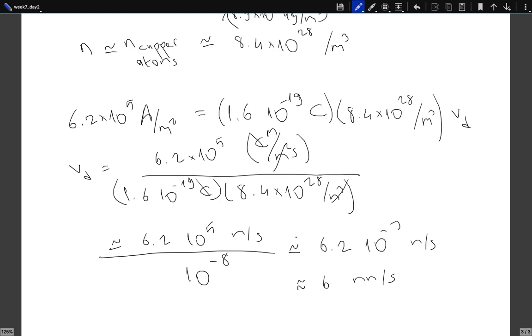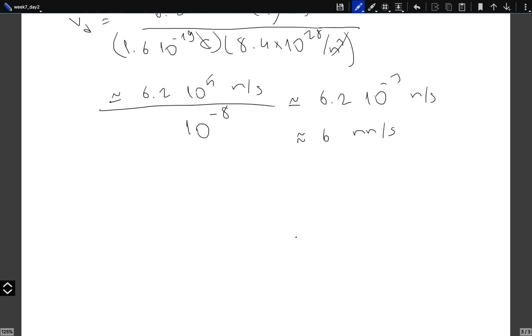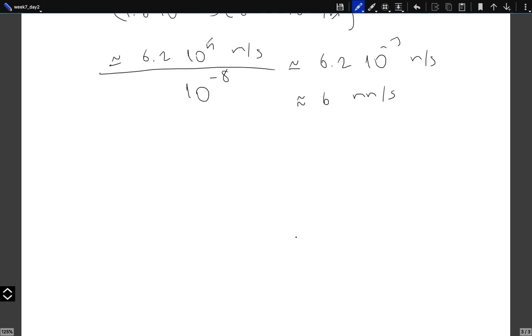Well, the book has a number, 0.01 millimeters per second. I mean, it doesn't really make too much of a difference. The end story is the drift velocity is actually very slow. Any questions?